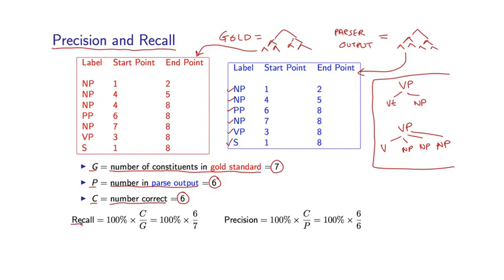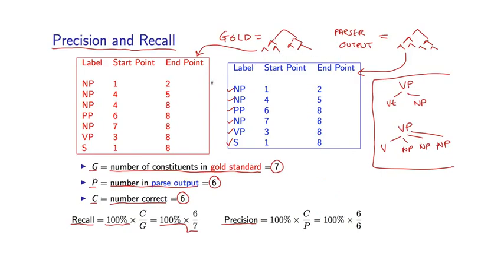Okay, so we've calculated these three numbers, G, P, and C. So now the recall is defined as 100% times C over G. So this is basically saying, of the gold standard constituents, how many of them do I recover correctly? In this case it's 100% times 6 over 7. The precision is 100% times C over P. In this case, 100% times 6 over 6. So this is saying, of the constituents you recover, what percentage of them are correct?